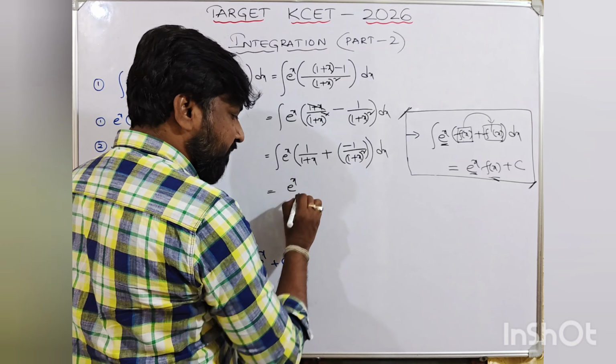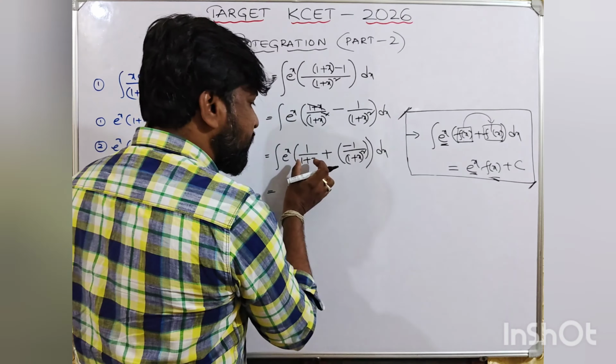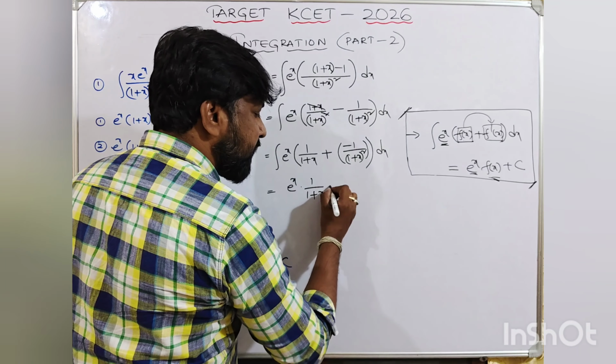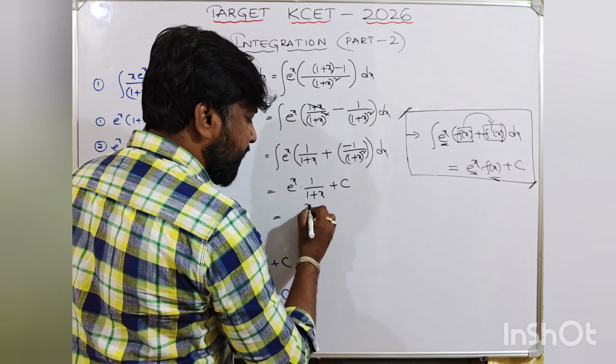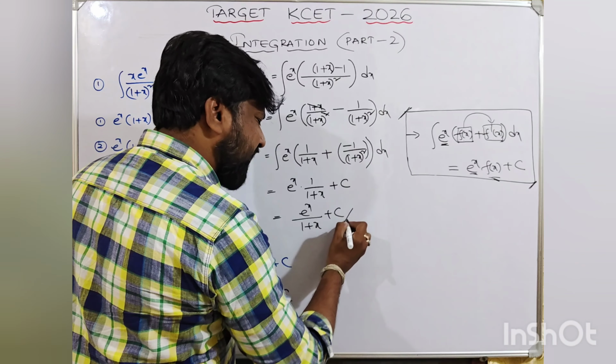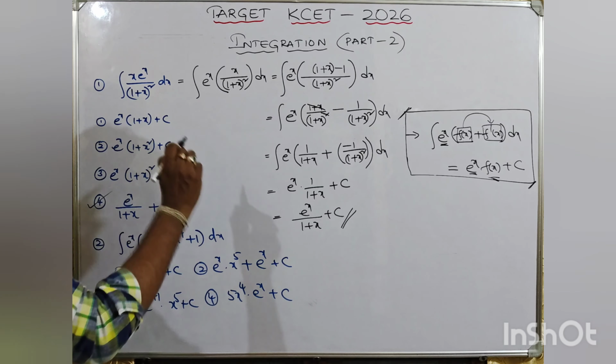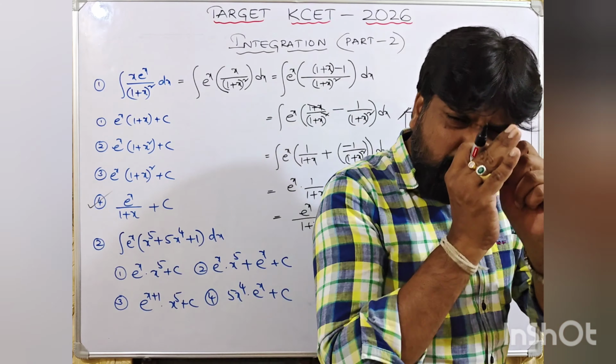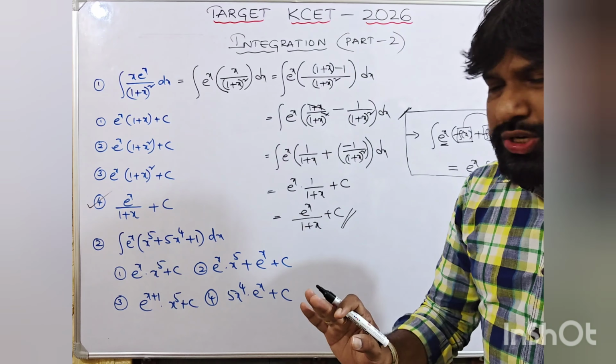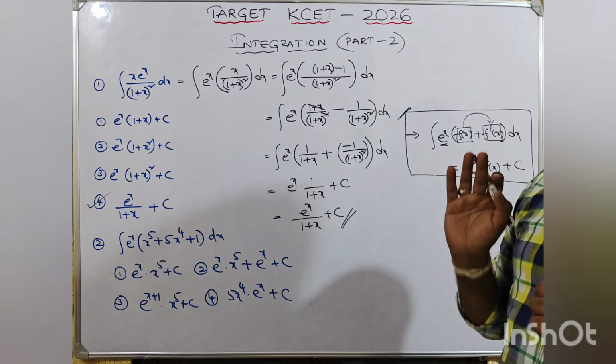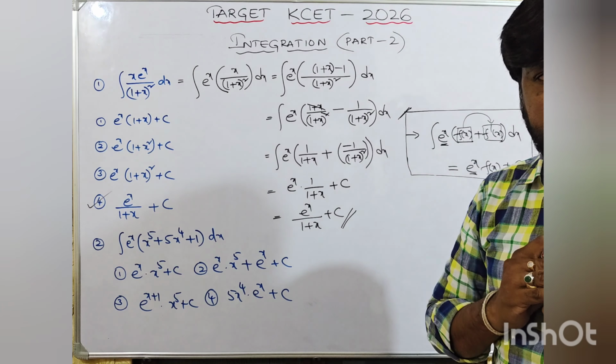So we write e power x into f of x. What is f of x here? 1 by 1 plus x, plus c. So this is e power x by 1 plus x plus c. That is the answer. Which option is correct, friends? Option 4 is the correct answer, which is the easiest problem. Whatever question is there, you have to convert it into your known formula. That is your concept. Clear?